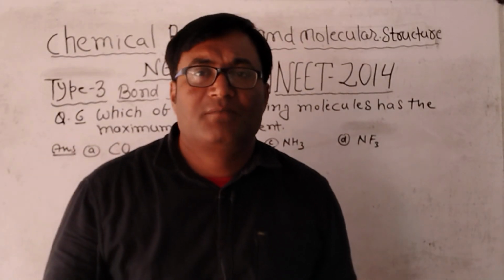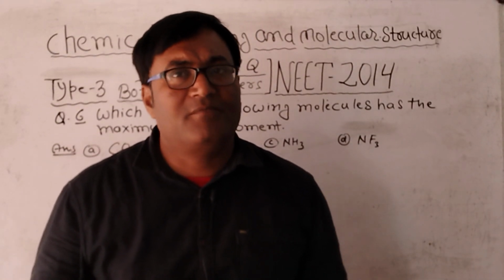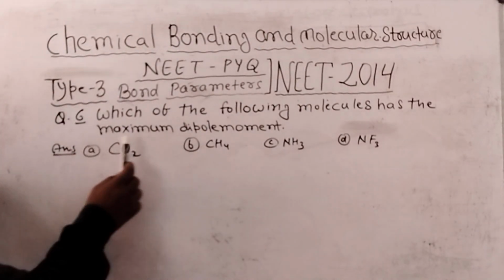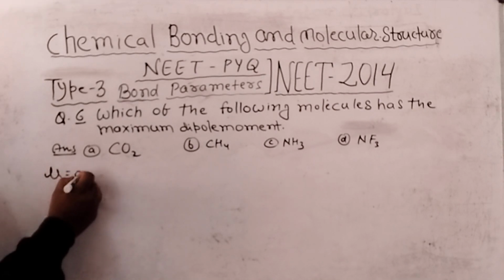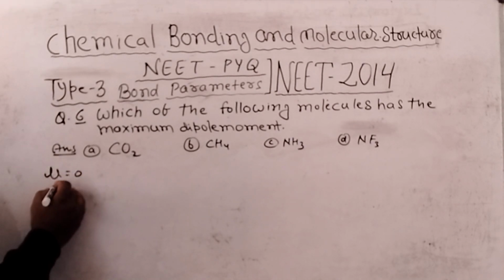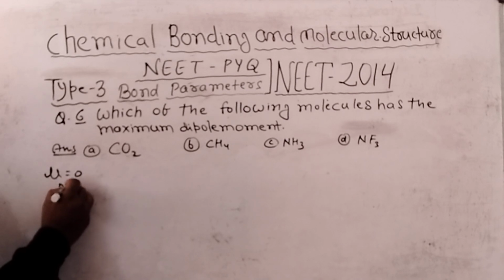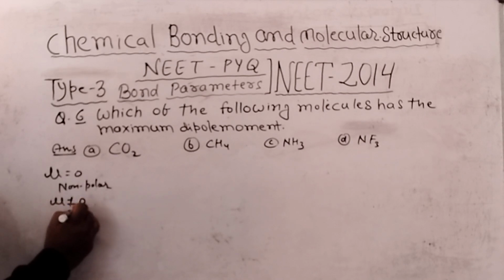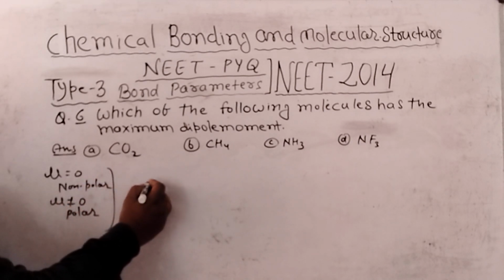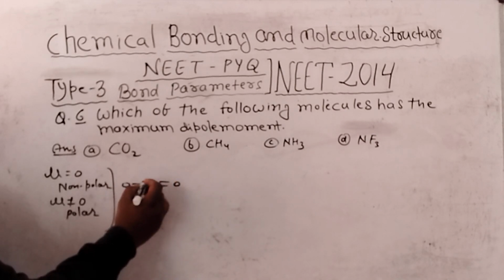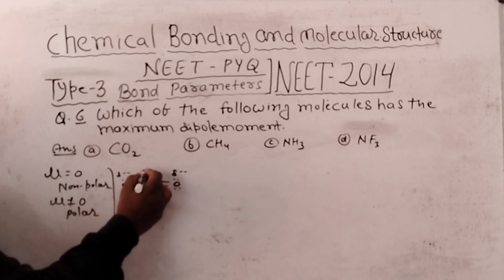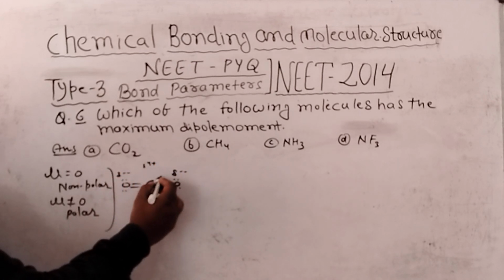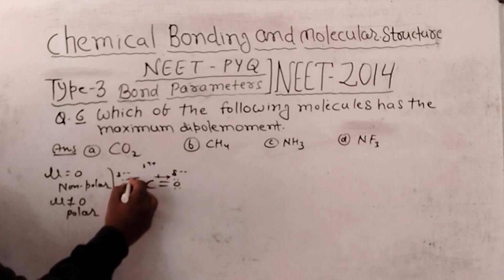Okay. Now question number 6 is on calculation of dipole moment. According to this question, which of the following molecules has the maximum dipole moment? If mu is equal to 0, then the molecule is non-polar, and if mu is not equal to 0, then the molecule is polar. So in case of CO2, it is non-polar, delta double minus, delta 4 positive, direction of dipole positive to negative.